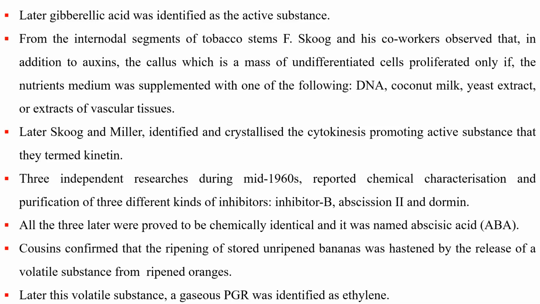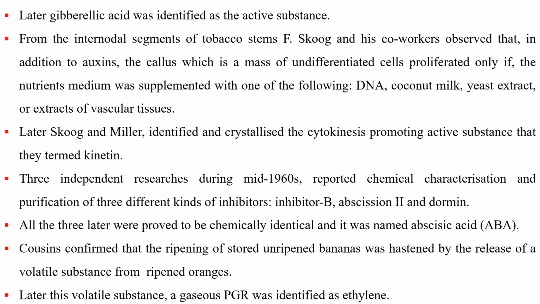From the internodal segments of tobacco stems, F. Skoog and his co-workers observed that in addition to auxins, the callus, which is a mass of undifferentiated cells, proliferated only if the nutrient medium was supplemented with one of the following: DNA, coconut milk, yeast extract, or extracts of vascular tissues. Later, Skoog and Miller identified and crystallized the cytokinesis promoting active substance that they termed kinetin.